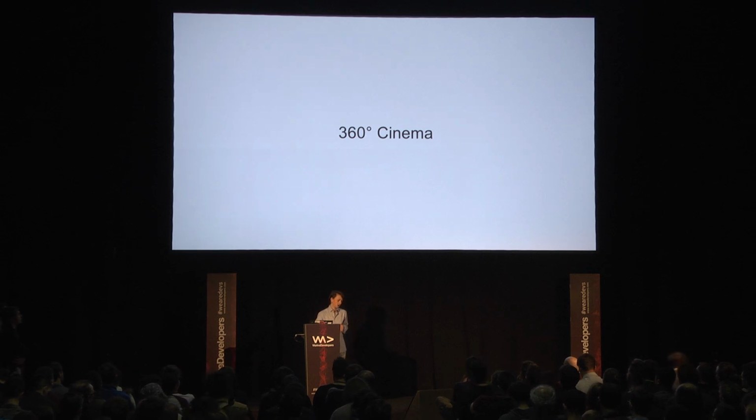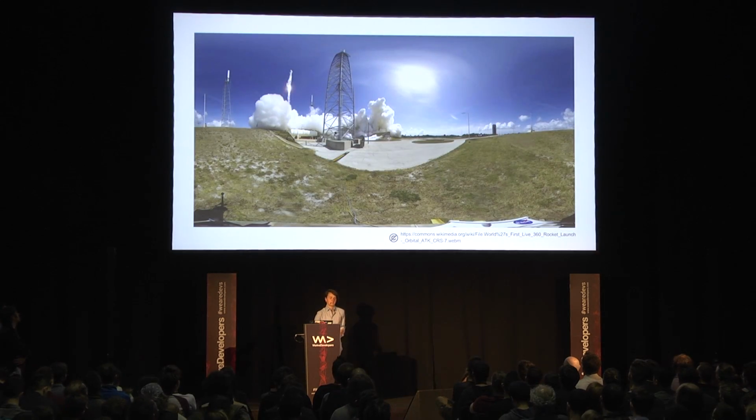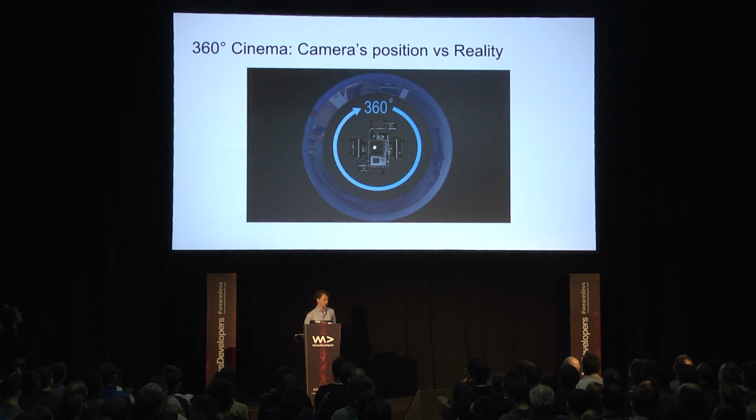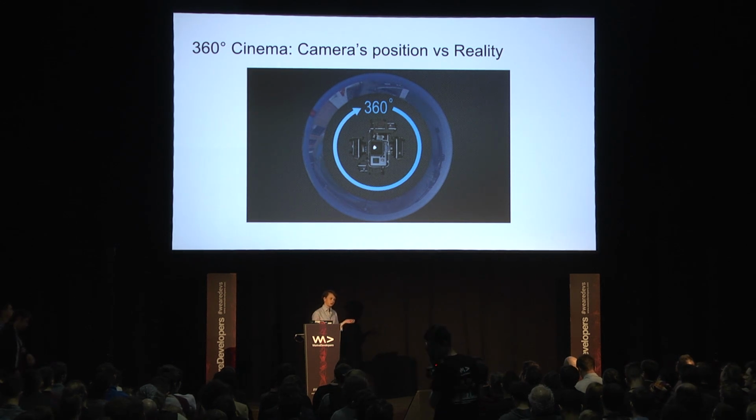360 cinema, you have all most probably experienced 360 cinema. This is the launch of the first shuttle by NASA. The way it's made, the camera is in the center where the spectator will be, and it makes a 360 of its surroundings. The disadvantage of this technique is that you cannot go behind and experience the objects you see. You cannot see them in real 3D.